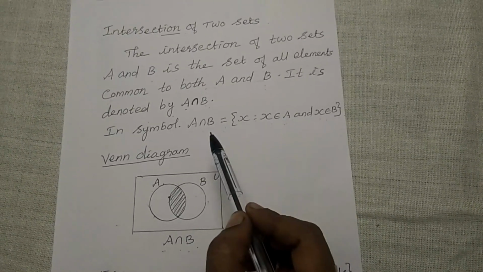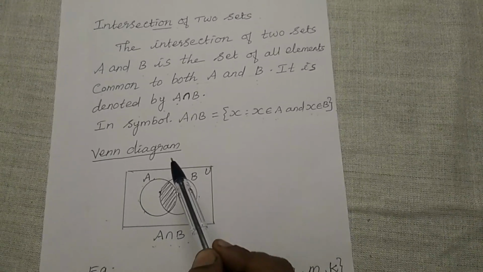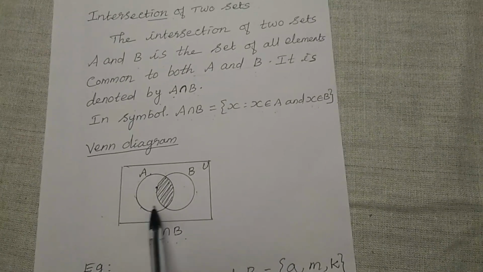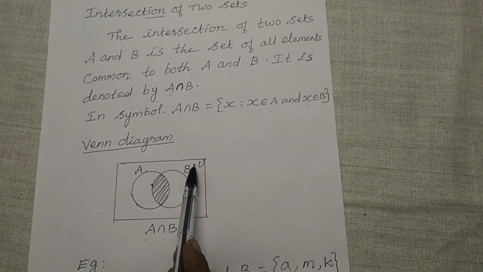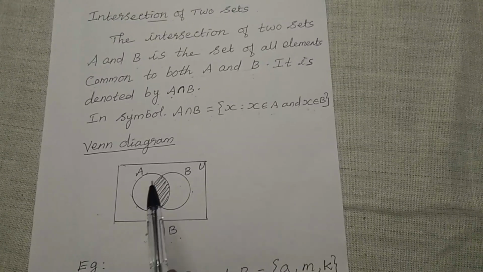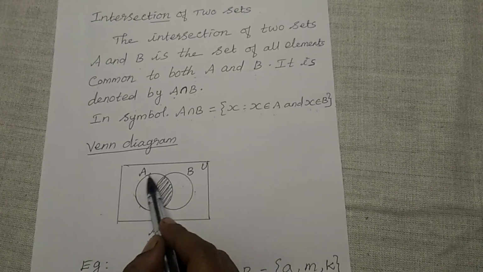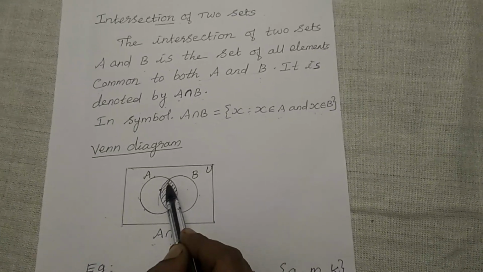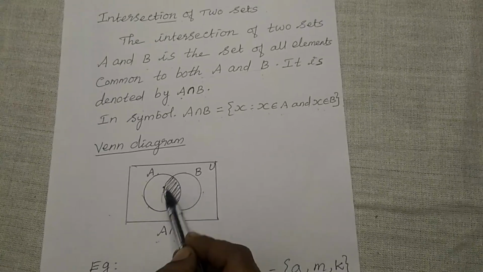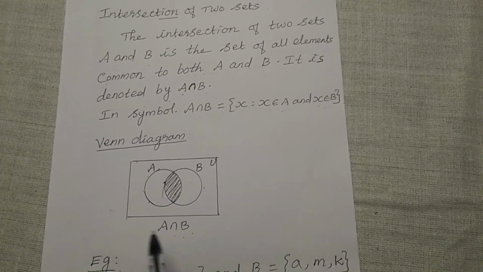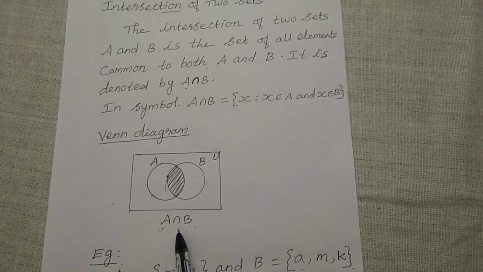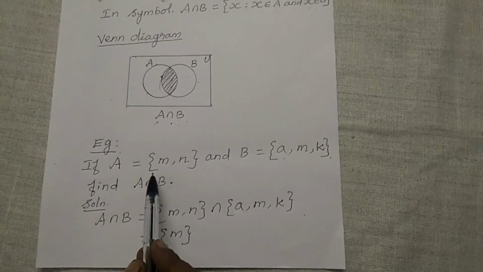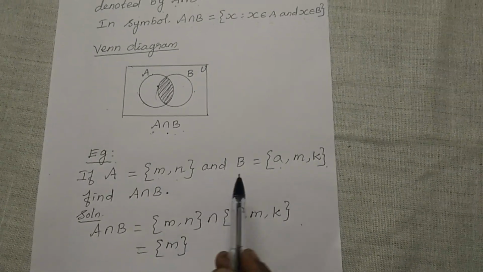Then the intersection of two sets can be represented by a Venn diagram. This is set A, this is set B, and this is the universal set. Here, the common portion of A and B is this one. This shaded portion is called A intersection B.